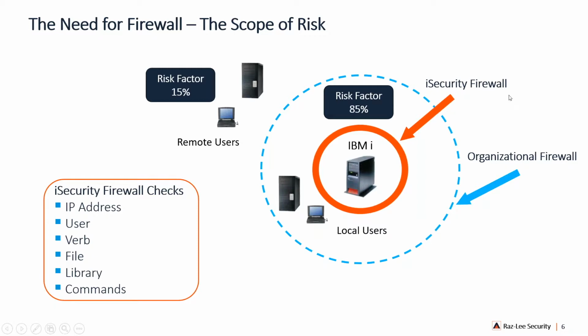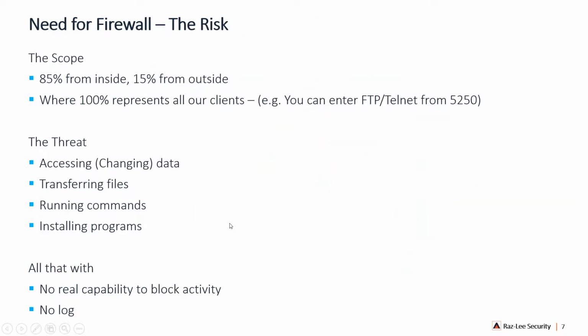Our firewall, the iSecurity firewall, is inside the IBM i. Okay, we rounded it from the outside, but the idea is that we are able, being in this place, to protect all the 100% of requests that come into the IBM i. Actually, the firewall is, with the assistance of the operator, understanding the IP address, the user profile, the verb, file, library, commands, and every item that needs to be secured.